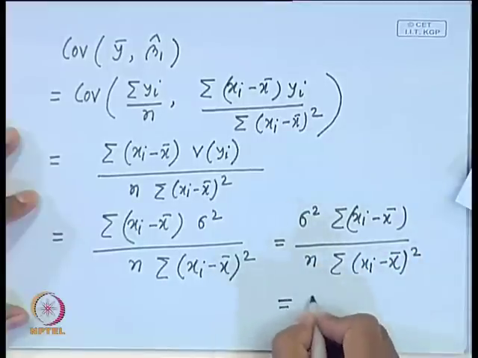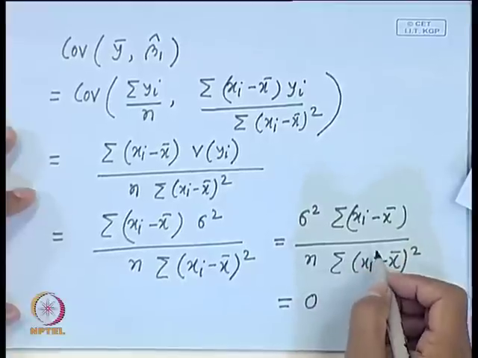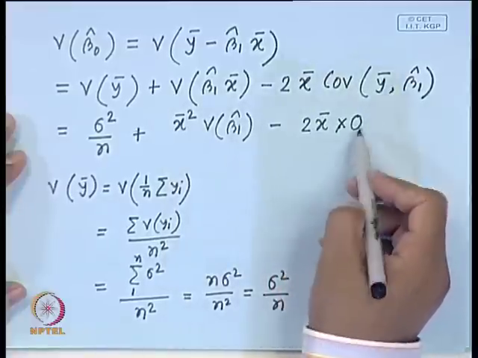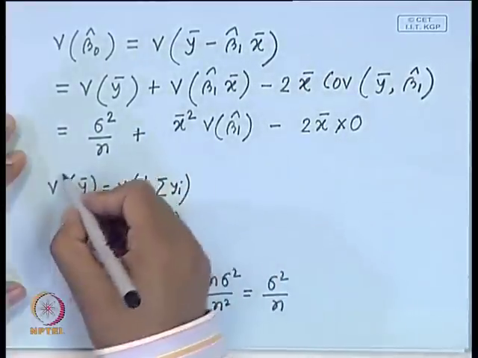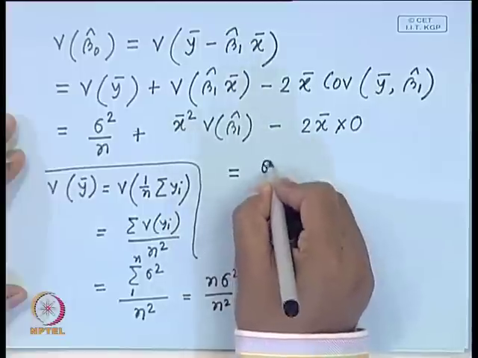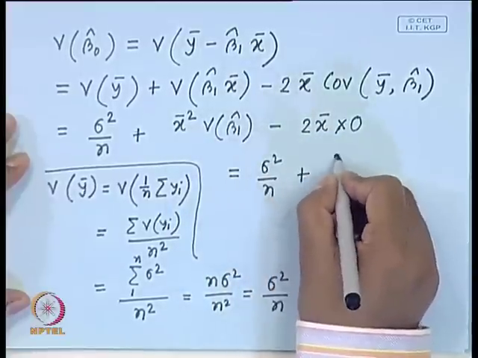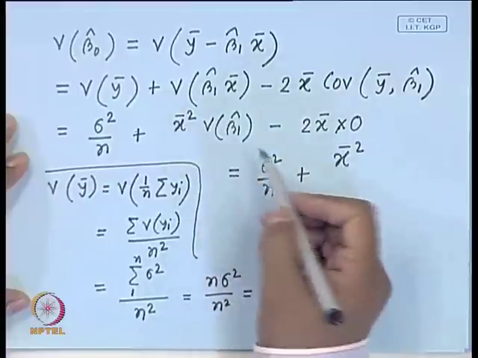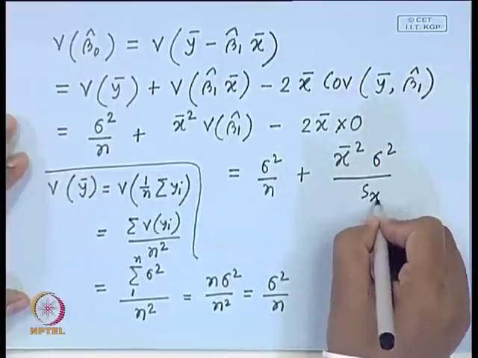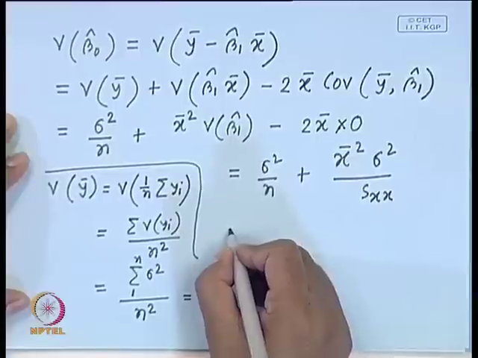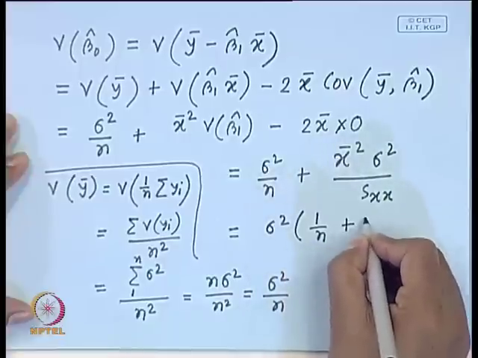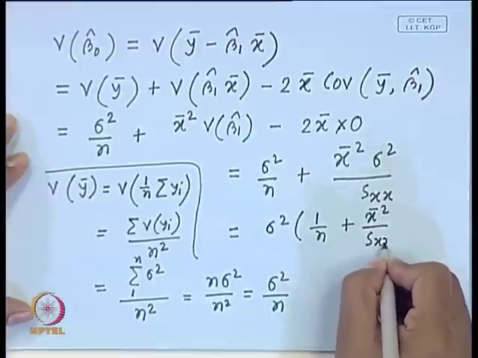So, this is equal to 0 because of the fact that summation (x_i - x bar) is always equal to 0. So, we proved that the covariance is equal to 0. That means the variance of beta naught hat is equal to sigma square by n plus x bar square, and into the variance of beta 1 hat, which is equal to sigma square by S_xx, which we just proved. So, this is equal to sigma square into (1 by n plus x bar square by S_xx).